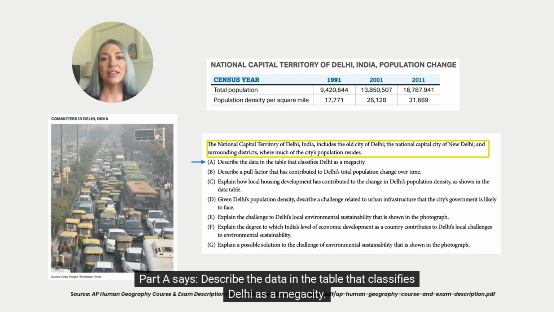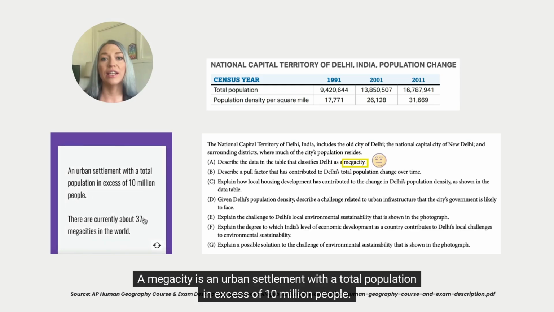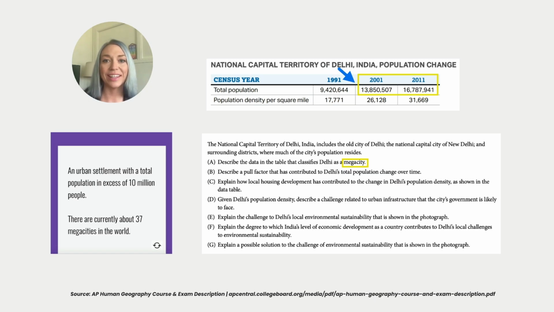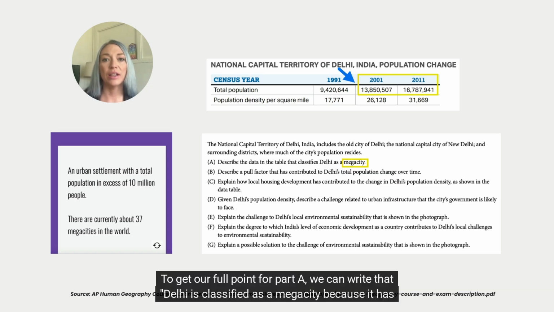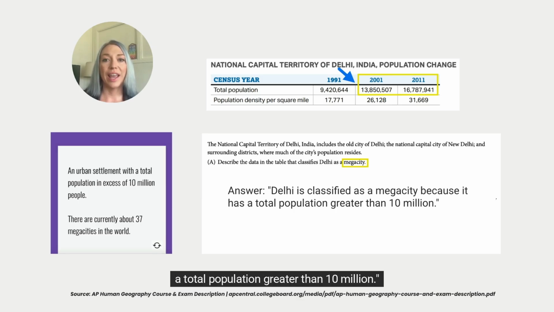Part A says, describe the data in the table that classifies Delhi as a megacity. But what is a megacity? A megacity is an urban settlement with a total population in excess of 10 million people. According to the data provided to us, Delhi had a population of well over 10 million by 2001, and it seems to be growing. To get our full point for Part A, we can write that Delhi is classified as a megacity because it has a total population greater than 10 million.